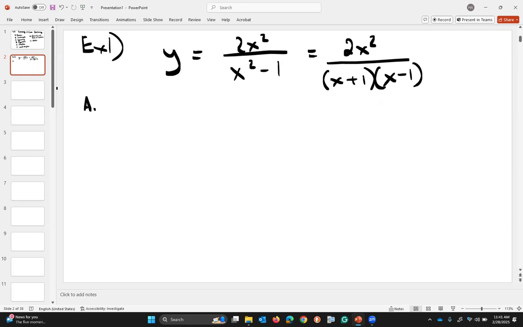All right, let's go with it. So we got domain on our hands here. Help me out here. This is from Algebra 2. What can x not be, or else it breaks the function? 1 or -1. Perfect. So x cannot equal 1 or -1.